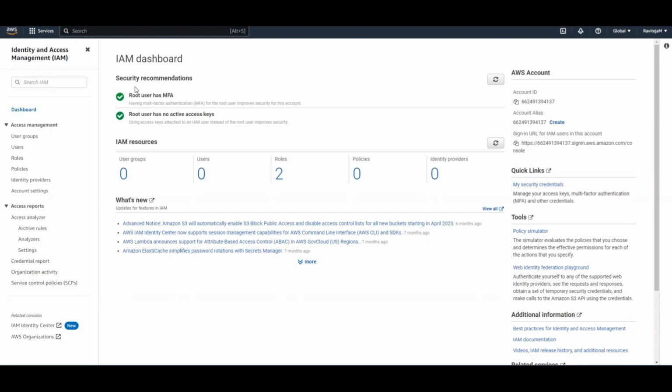So we have successfully implemented it. And in today's video, we'll be talking about different types of policies and how they can help us manage the access and permissions to AWS resources. So we'll be talking about different types of policies.